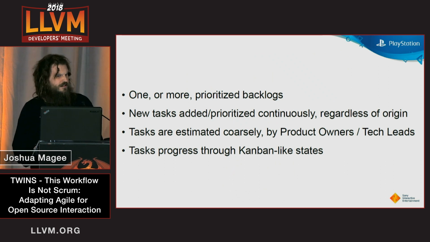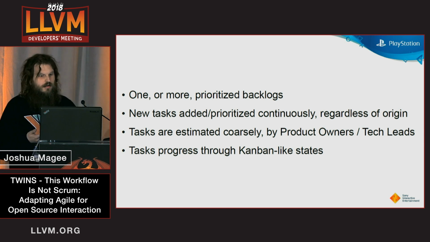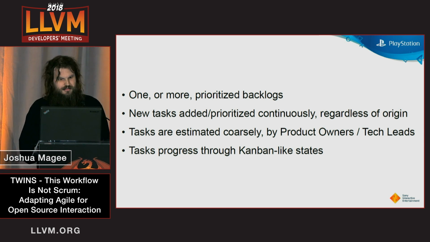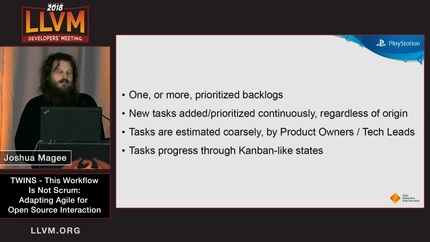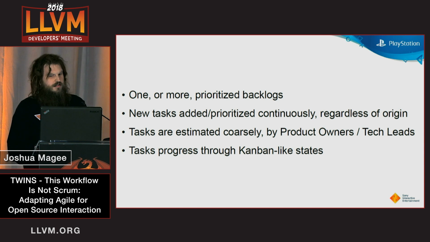So in essence, TWINS has one or more prioritized backlogs. People can pull tasks off of it, much like in Kanban. New tasks are added and prioritized continuously. And we don't pay attention to where that task came from, whether it's something someone on the team came up with, or if it came from a customer. We do estimate tasks coarsely.